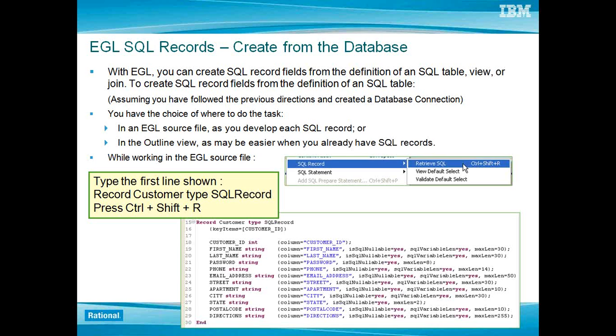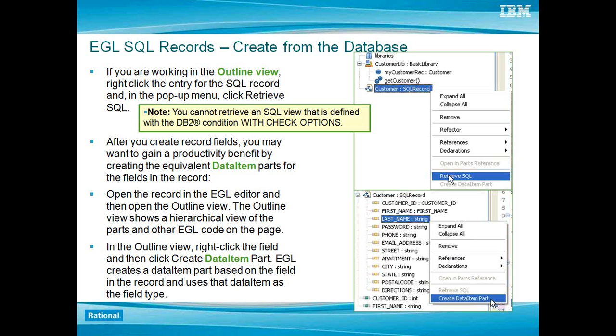variable. In this case, for example, I have typed in only record customer and its type is SQL record, and then I specified the table property. Then I can right click, and from the context menu I can select SQL record and then retrieve SQL. So this retrieve SQL command will retrieve all the columns that are present within that table. So in this way we can save our time.